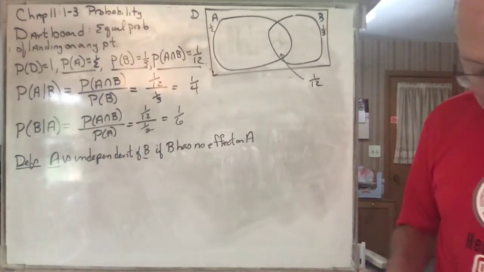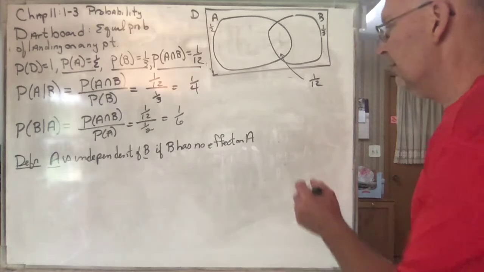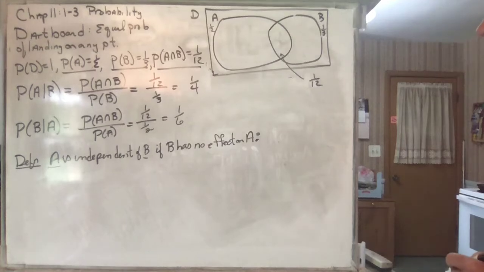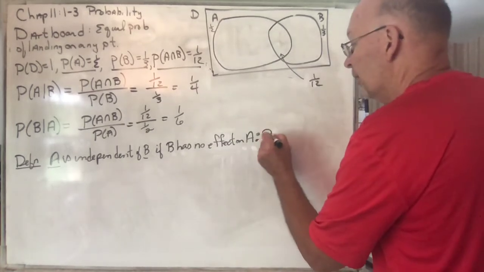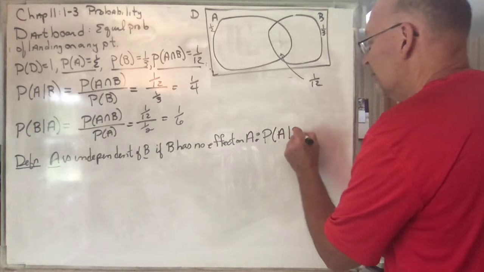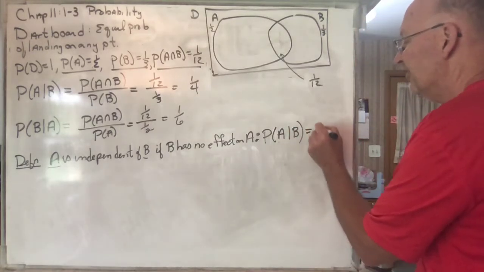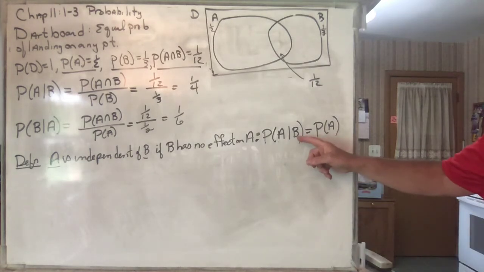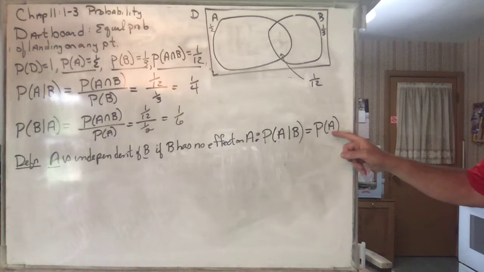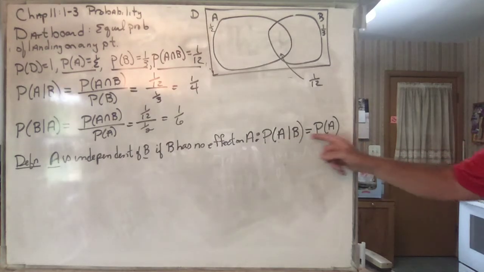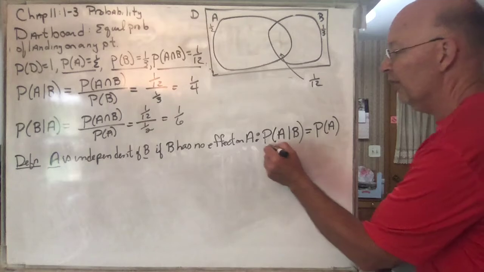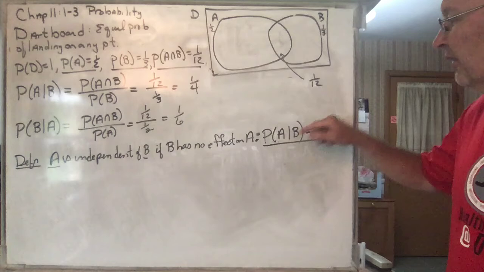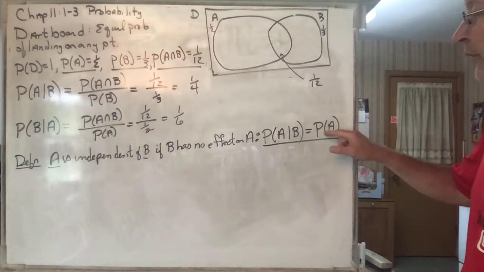So after I explain that a little bit, then it should make sense what I'm going to write down as the mathematical definition. The mathematical definition is that the probability of A given B is exactly the same as the probability of A. Okay? Knowing about B gives you no information at all about A. Those two things are the same. That's what it means for A to be independent of B. Okay, make sense? That's what it means, that knowing about B gives you no new information about A.